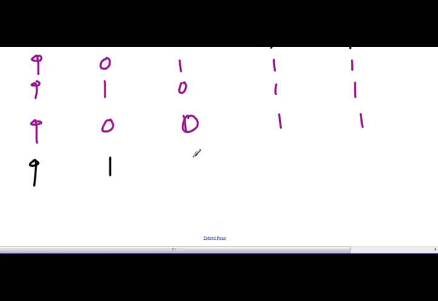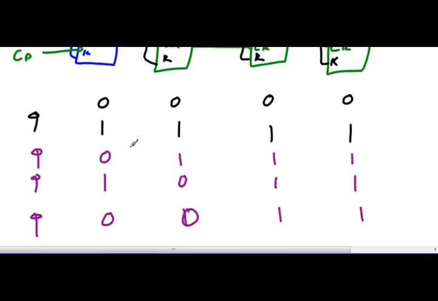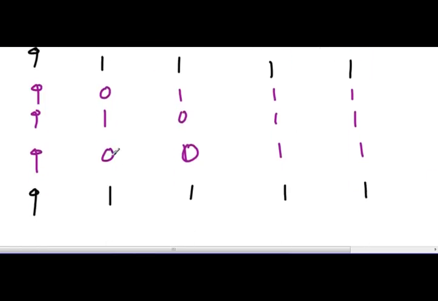1, no, 1, 0, 1, 1. Okay, that's going to make this one toggle to 1. Something's wrong with my analysis of the situation here. That wasn't supposed to happen. All right, so I had 1, 1, 1, 1. This one toggles to 0, nothing happens. Okay, so everything was fine until I got here.